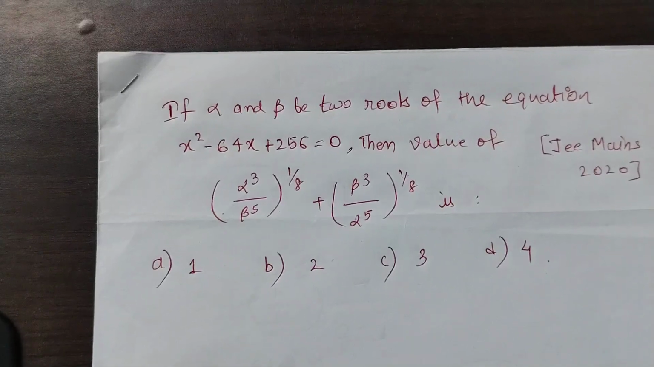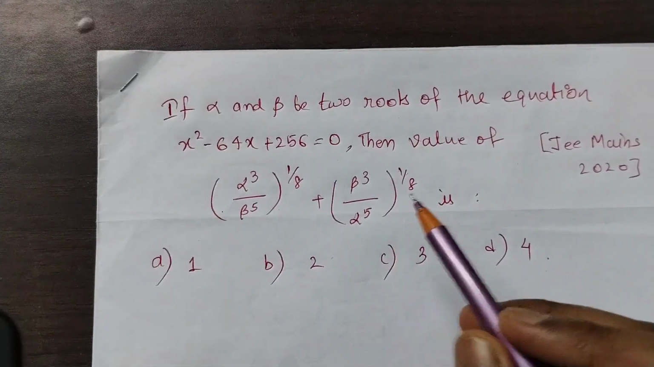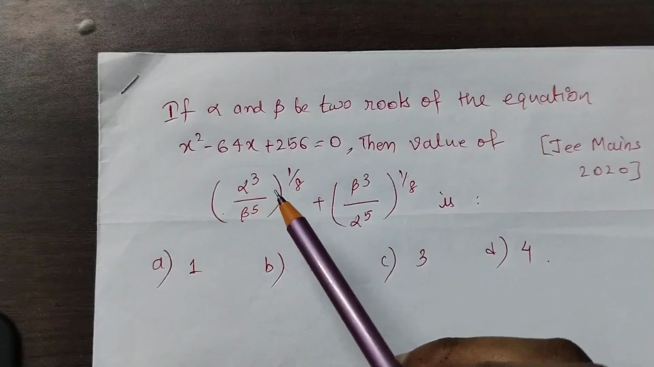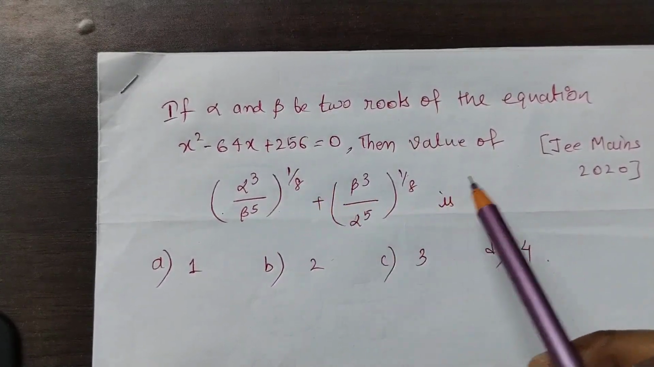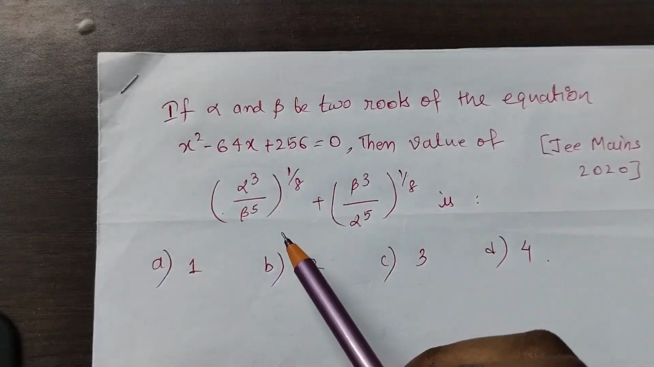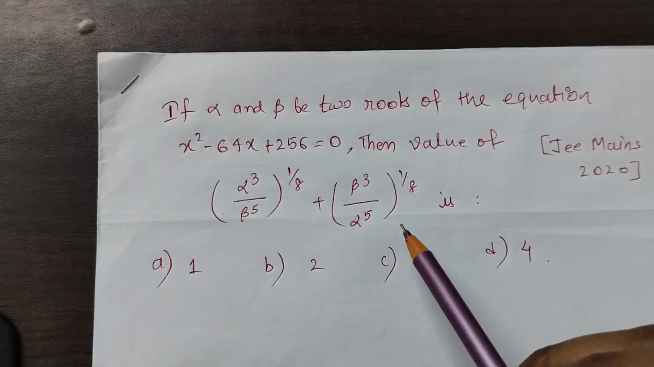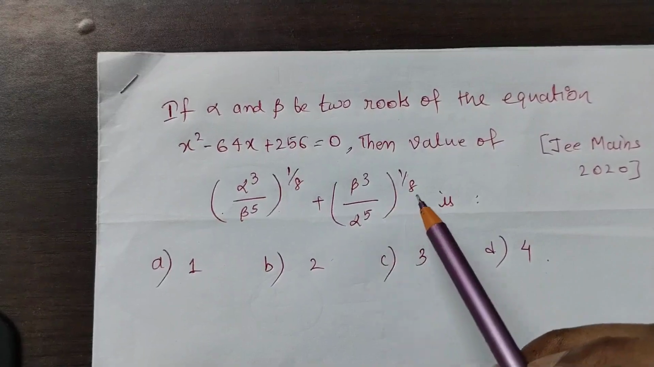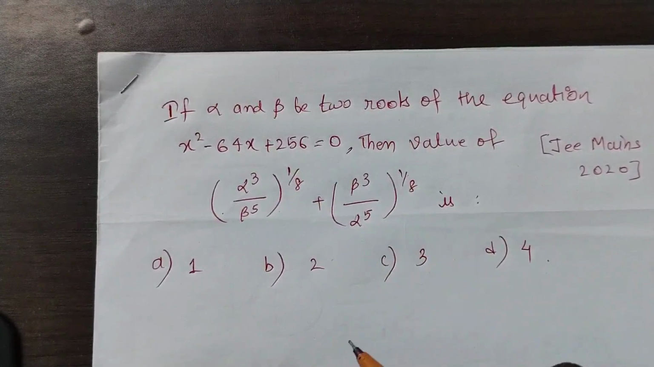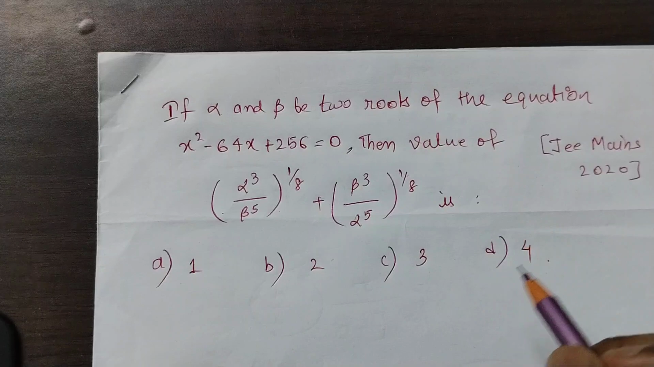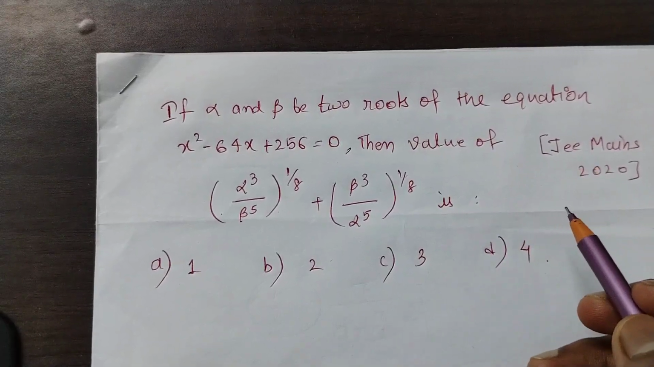Now we have a question which says that if alpha and beta are the two roots of the equation x square minus 64x plus 256, then the value of (alpha cube by beta to the power 5) whole to the power 1 by 8 plus (beta cube by alpha to the power 5) whole to the power 1 by 8 would be one of these four options. It is from JEE Mains 2020.